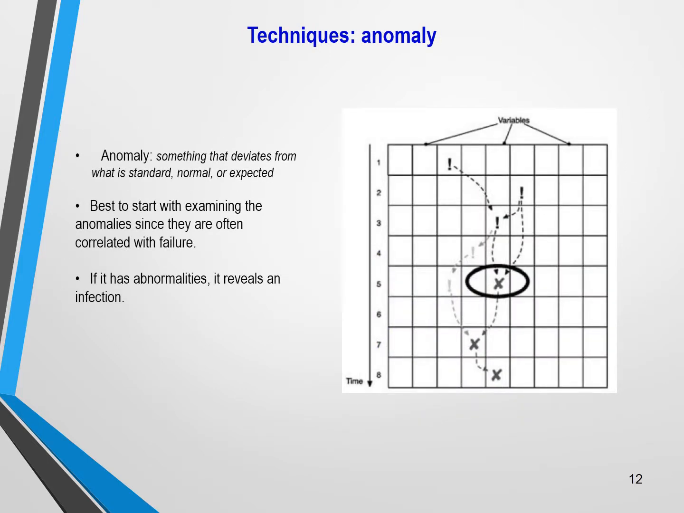Another technique is looking for anomalies. An anomaly is something that deviates from what is standard, normal, or expected. It's best to start with examining anomalies, since they are often the ones correlated with failure. If it has abnormalities, it reveals an infection. So we can see here the variable that is circled, the X, is an anomaly. So we're going to check the dependencies of that anomaly and not worry about the ones that are just to the left of it for now.